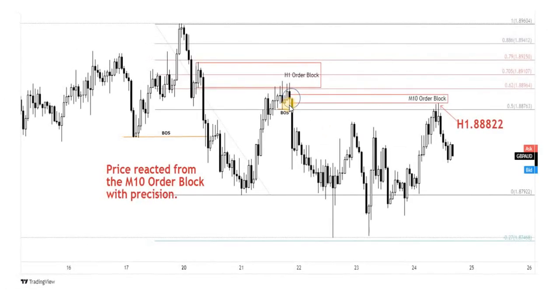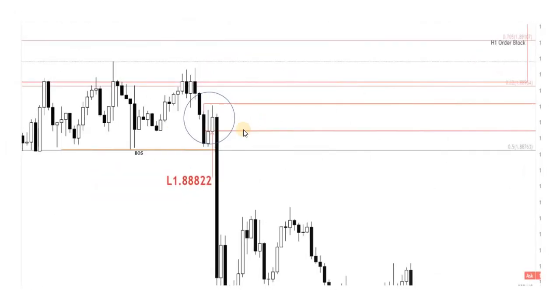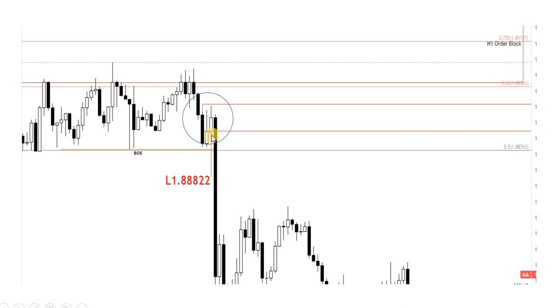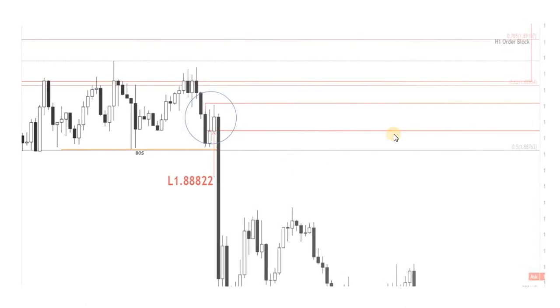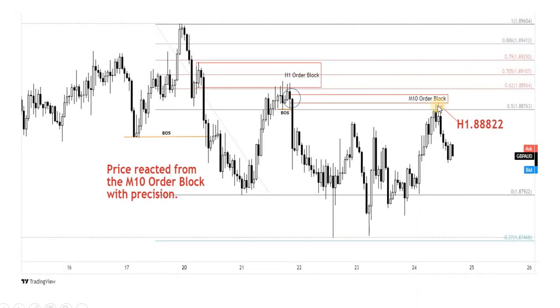This is what we could not identify here. You see this circle, the same here, and we can see the 10 minutes order block, and you can see that the low of this order block was actually 1.88822, which is the same price as the high of this candle that ended up mitigating the order block. So most times when you are trading, you have to factor in spread so that you may not miss the move.